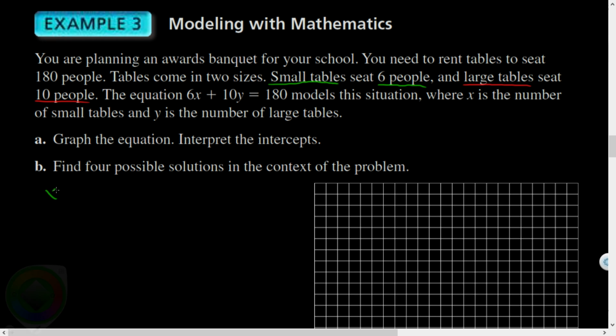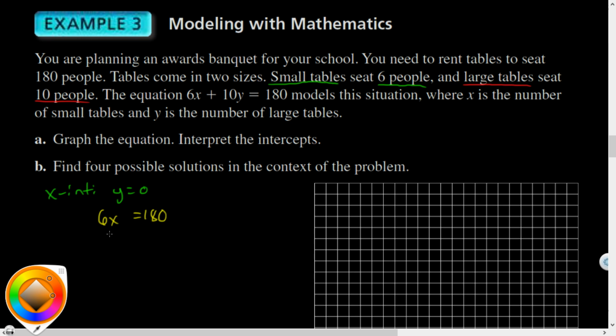So let's find our x-intercept for part A. Here I do that by setting y equal to 0. So if y equals 0, I'm left with the equation 6x equals 180. Divide both sides by 6.